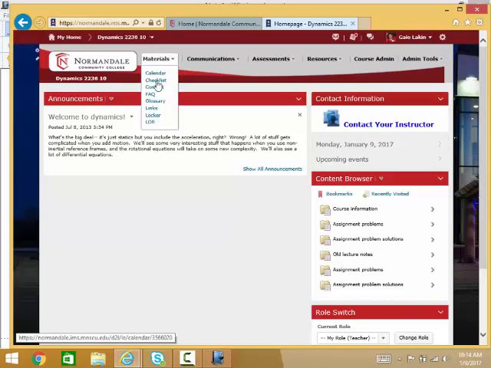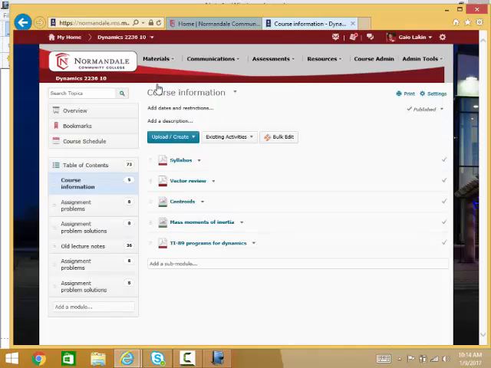Go to materials and content. That's where everything is. And there are a few categories. Course information has the syllabus, a vector review to read. That's the first assignment is going to be based on that.